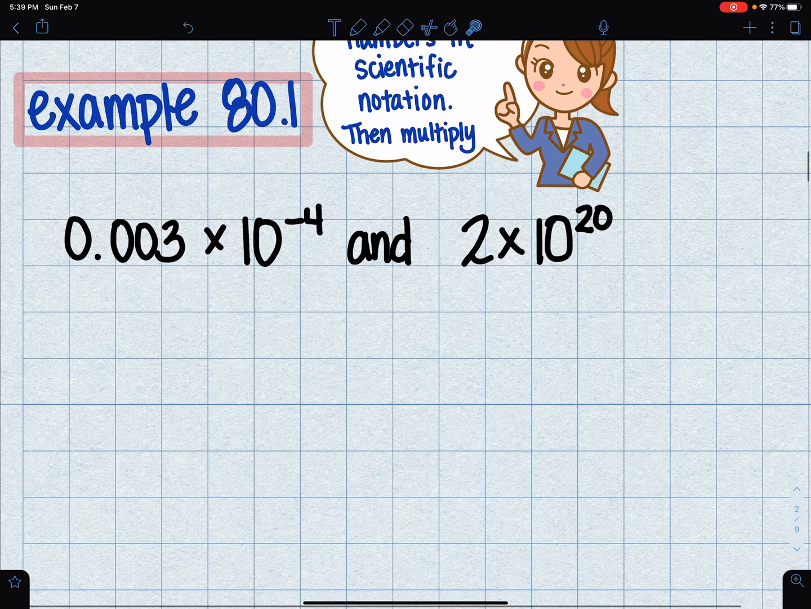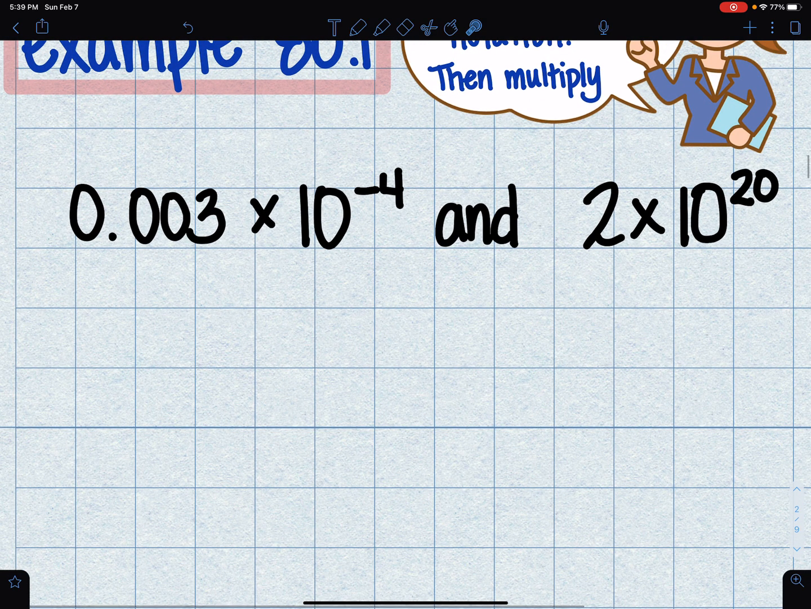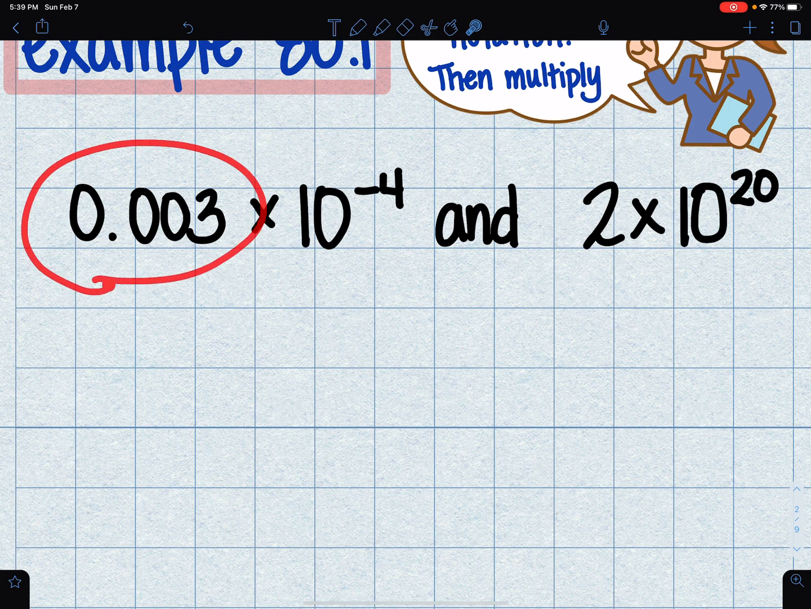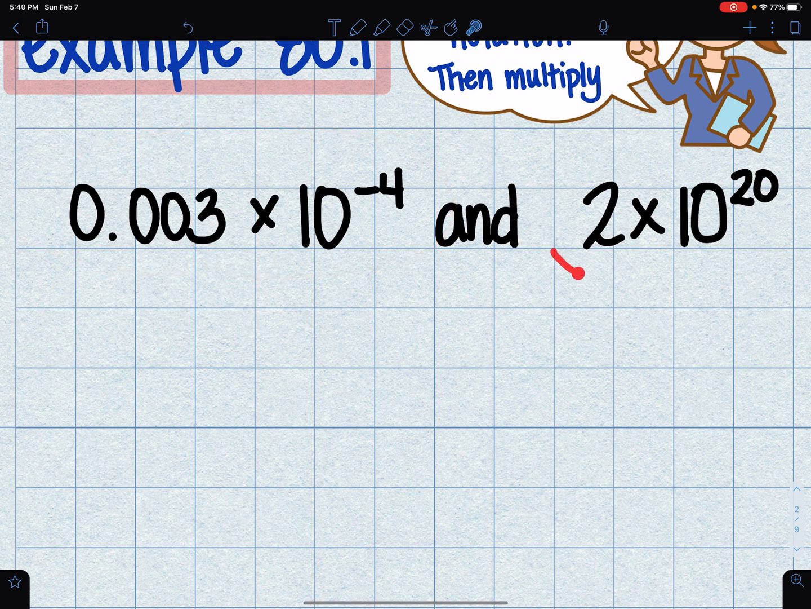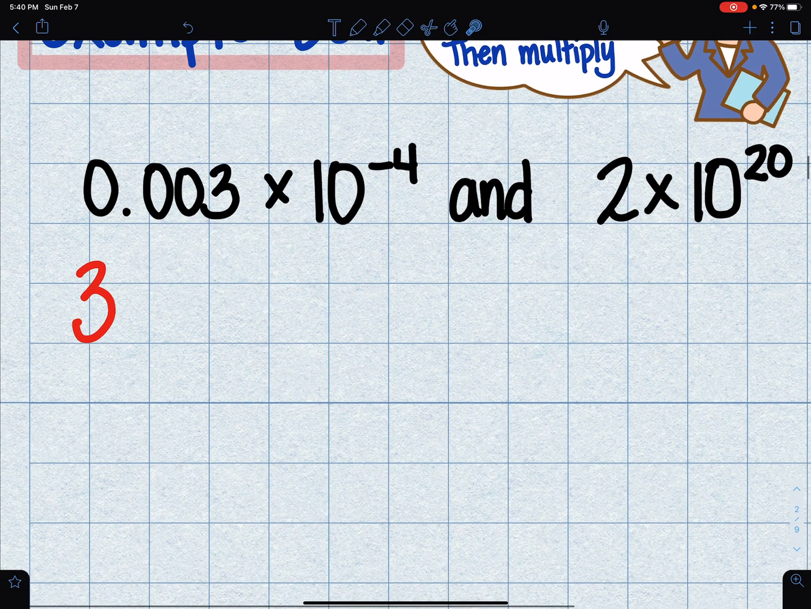So example 80.1, here we go. We have two things to multiply together. This is the first one, 0.003 times 10 to the negative 4th. Oh, times 10 to the negative 4th. Why did they do that? They didn't even write it in scientific notation. So we need to fix that number. That's going to be step 1. And then 2 times 10 to the 20 actually is already in scientific notation, so that's useful. But we need to fix this one. Okay, so the decimal should be right after the 3. So it's going to be 3 or 3.0 times 10 to the 1. How many times do we need to move that decimal point? Let's figure it out.